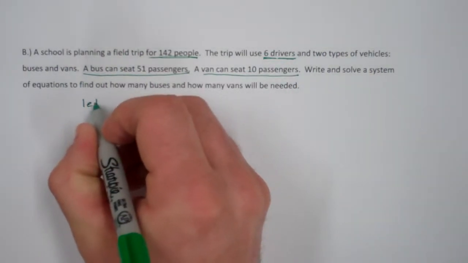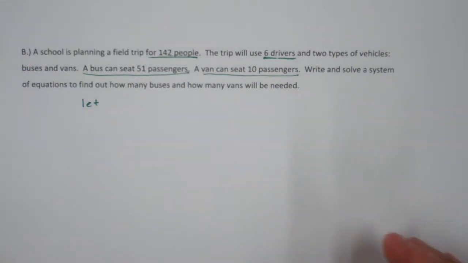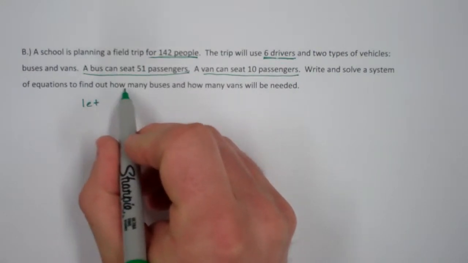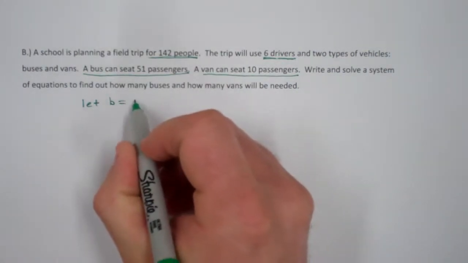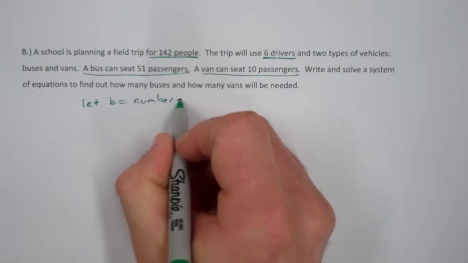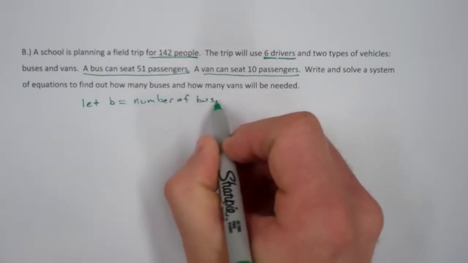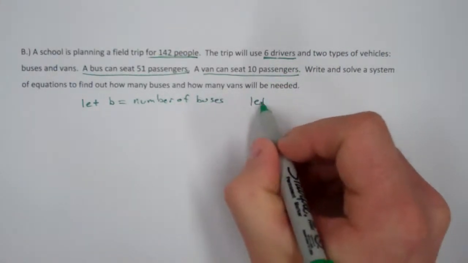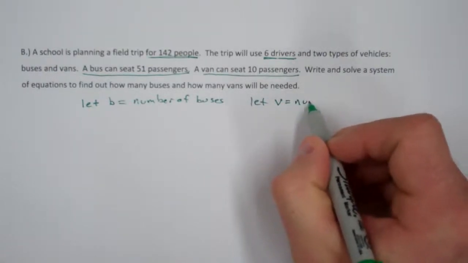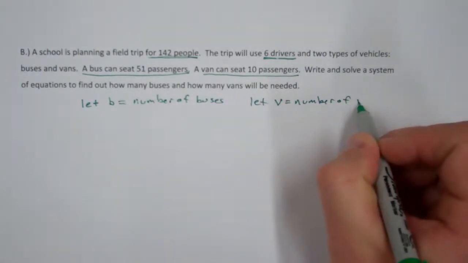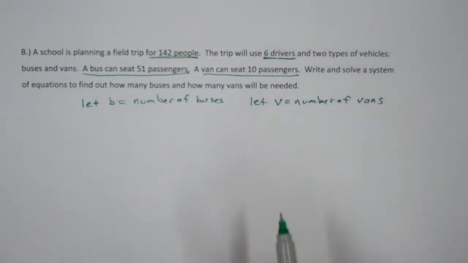So we're going to pick some nice variables here. You could do X and Y or whatever you want, but I think B and V, B as in Bravo and V as in Victor, would make good sense. I like to pick variables that remind me what they stand for, even though we're going to write that out here. So we want to find out how many buses, so we're going to let B equal the number, a quantity of buses. And we're going to let V equal the number of vans. All right, we've got our variables.